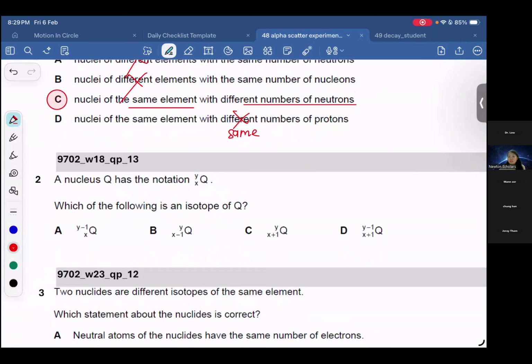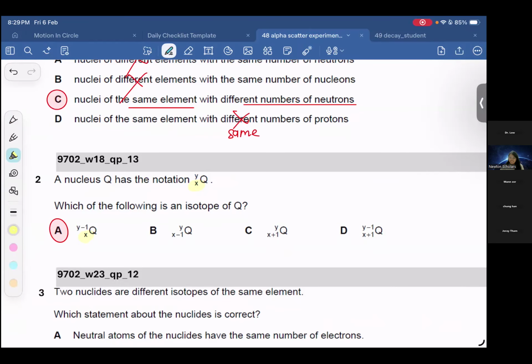Jory, yes. Kaichen, yes. Vashini, yes. Vashini, did I mark A? No. Fatima, yes. Sean, yes. Okay, dear, A. Okay, here, highlight X. This one also X, proton. We refer to the proton number.